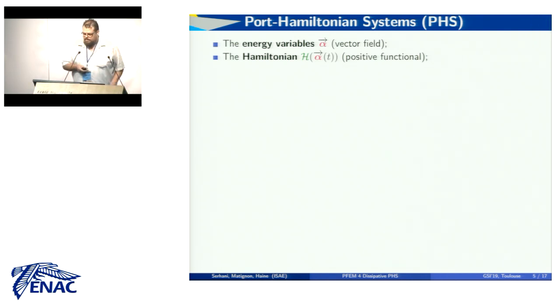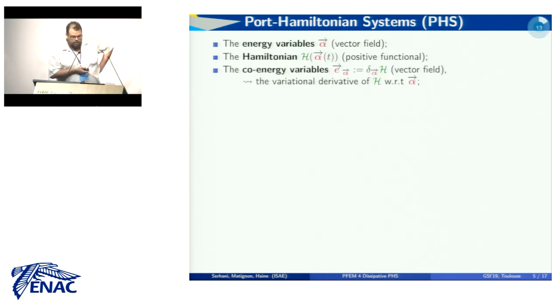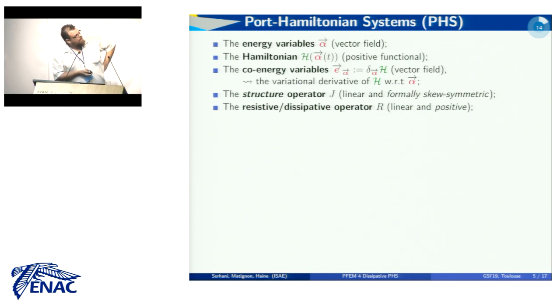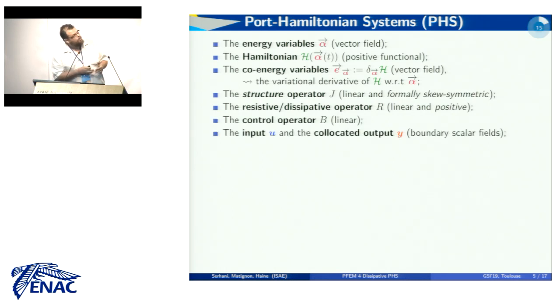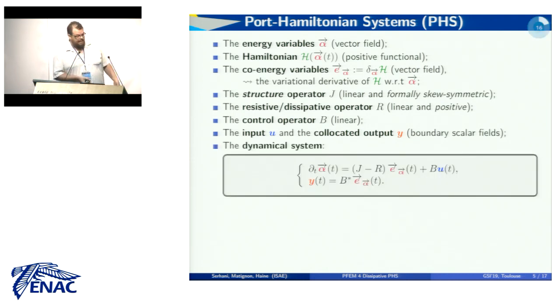So, some definitions and notation. First, what is a port-Hamiltonian system? A dissipative port-Hamiltonian system, in general, when you open a book, has energy variables and the Hamiltonian. You can define from that the co-energy variables, which are the variational derivative of the Hamiltonian. You have a structure operator, which is formally skew-symmetric, a resistive operator, which is positive, a control operator, an input to apply with this control operator, and a collocated output given by the control operator. Then you deal with this dynamical system, which makes the dissipation appear here.